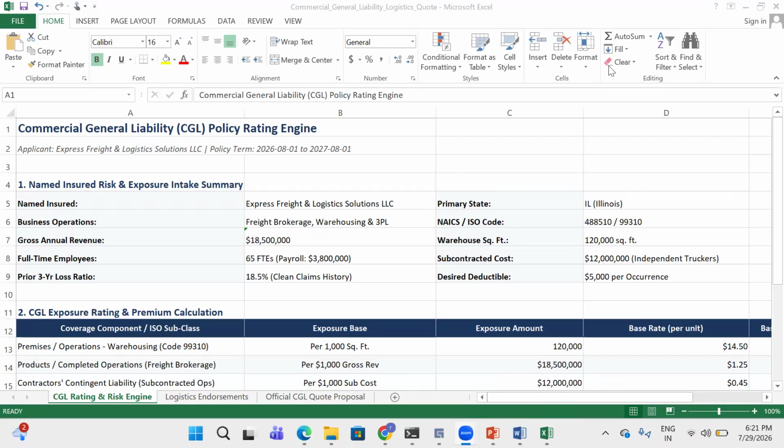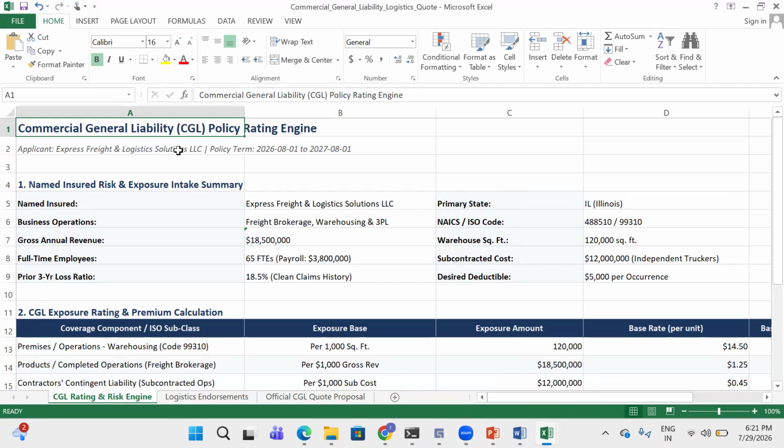Right. So in this session, we are going to discuss commercial general liability policy rating. For any organization that has taken commercial general liability under property and casualty insurance, for example, for the tenure as I have taken, the tenure is from August 1st to August 1st, one year.